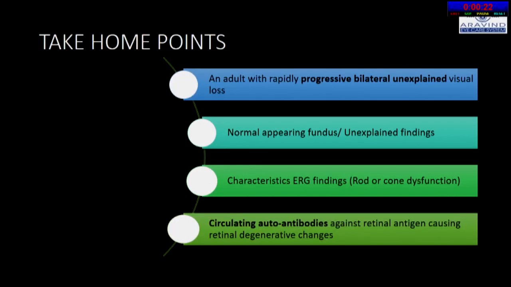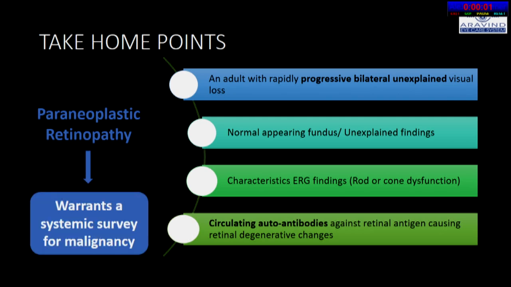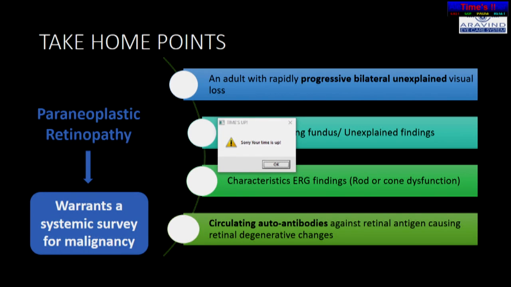So now this is the most important slide of the presentation. If you have an adult with rapidly progressive bilateral unexplained vision loss, normal looking fundus or unexplained findings, and if your ERG also shows rod and cone dysfunction, plus or minus autoantibodies if you can get them done, then you're looking at paraneoplastic retinopathy, and it warrants a systemic survey for malignancy. Thank you.